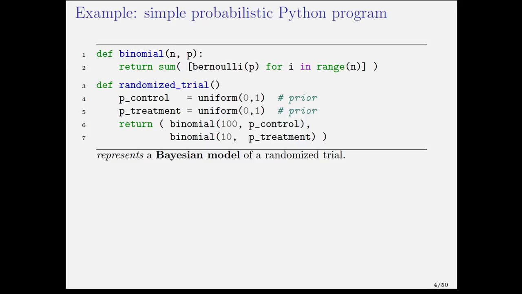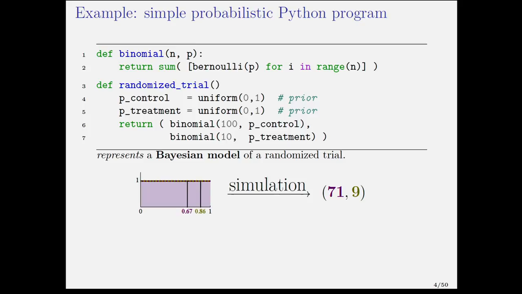But it's not just math, I can run it. So I can evaluate this program, and I might get a pair of numbers, 71 and 9. Now inside the program, in the course of generating 71 and 9, I generated also P control and P treatment. And so I can look backwards, because I ran this code, so I know what the numbers were, and the numbers were 0.67 and 0.86.